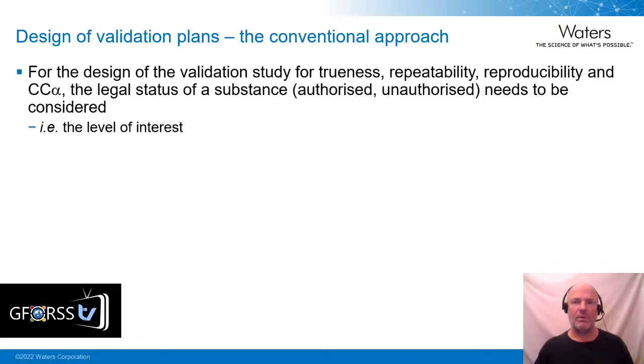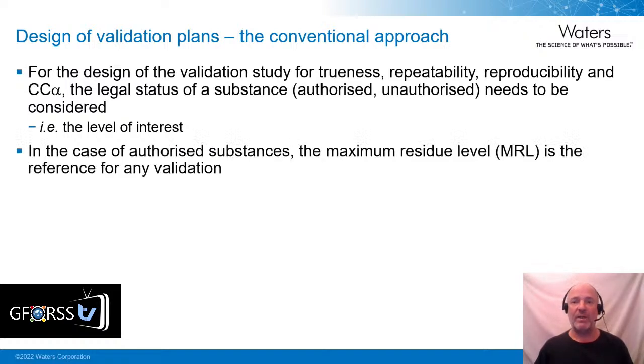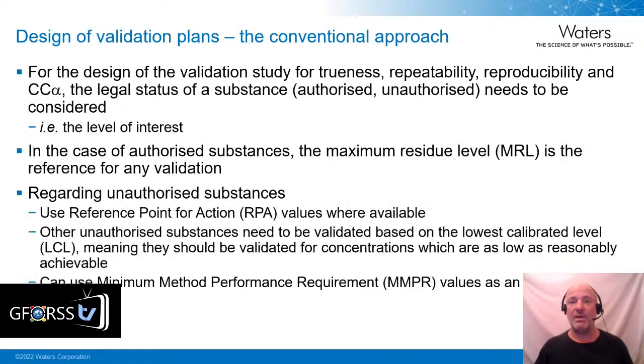So just as a reminder, for the design of the study plan, we're going to cover trueness, repeatability, reproducibility, and CCβ from the same validation data set. So before we start, we need to again establish what the legal status of a substance is, because this impacts the spiking concentrations we need, i.e. the level of interest. So just as a reminder, if we're talking about authorized substances, then the MRL is used as the reference for any validation.